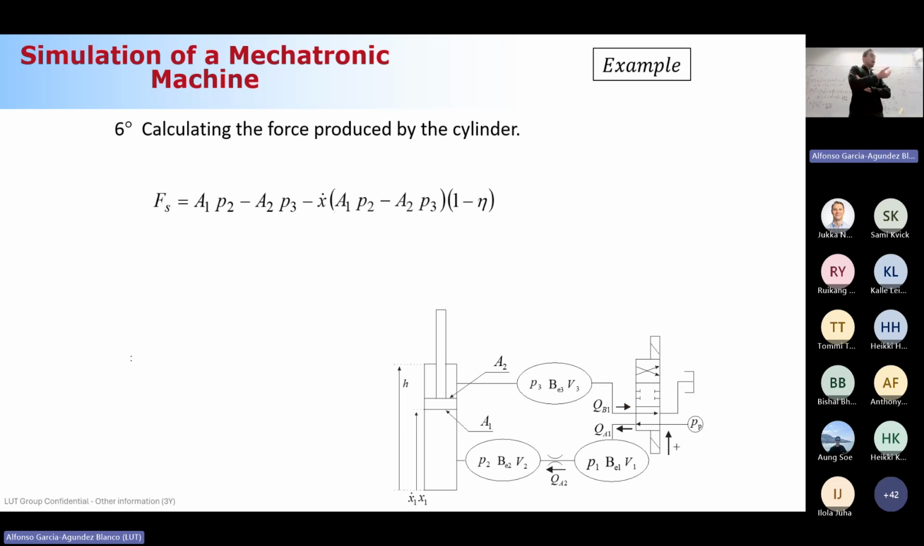And finally, if you remember, this is the final step, we were asked about computing the force produced by the cylinder. So the force produced by the cylinder is just the area in the piston side times the pressure in this piston side, which is P2, minus the area in the piston rod side, which is A2, times the pressure, sorry, in the piston rod side, which is P3. And now the friction force, you can see here that it has been computed following this model.